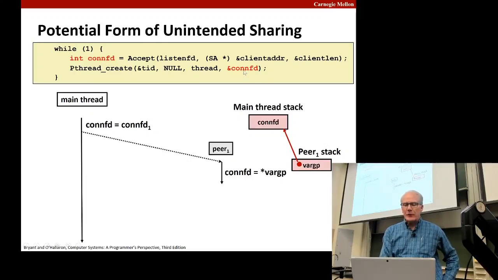and we pass a pointer to that to the thread. And then the thread can happily dereference that pointer, it's a perfectly good pointer, and extract the connection file descriptor out of it. But if you think about it, what that means is this local variable will be on the stack of the main thread. And we'll talk about this next time.